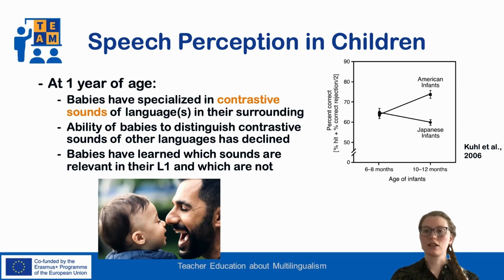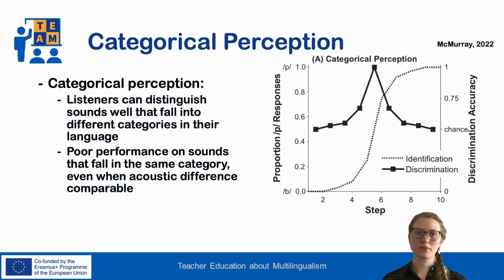And you see that here in the graph again. So around this first birthday, the American infants have become really good at this contrast, and the Japanese infants are not so good at this contrast anymore, because both of those groups have specialized more in the contrastive sounds of their respective first languages.